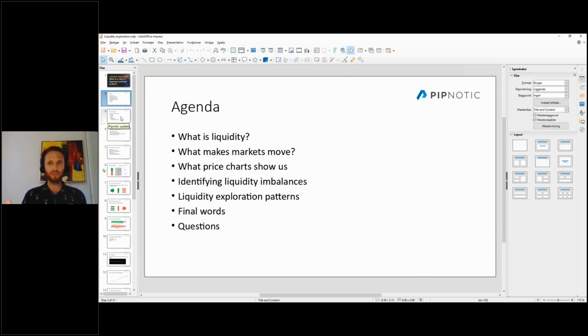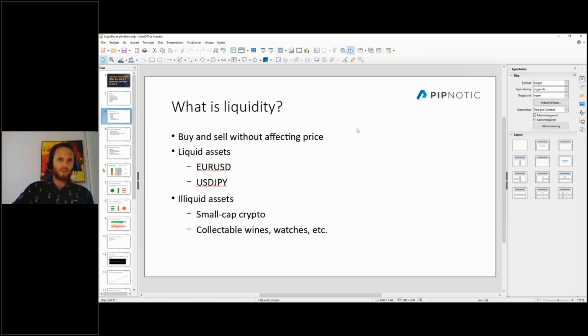So if you have any questions during the presentation, write them down, and at the end you can put them in the chat, and then we can cover those, and I can try to answer them if I know the answer. All right, so what is liquidity?